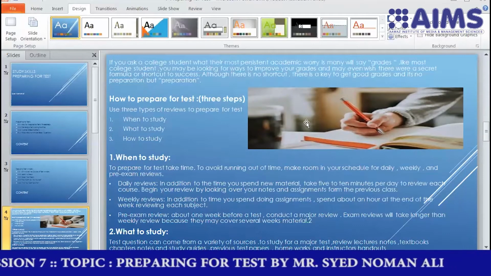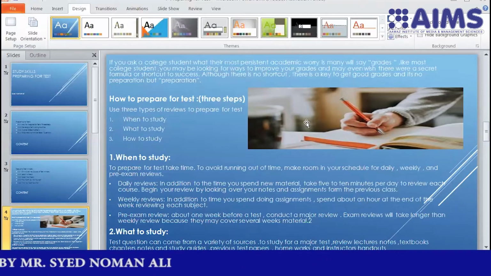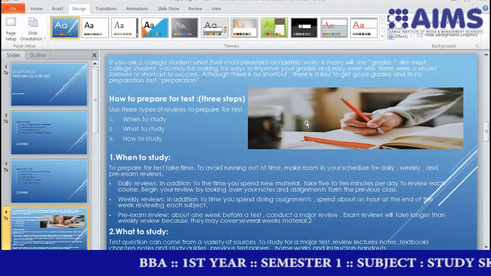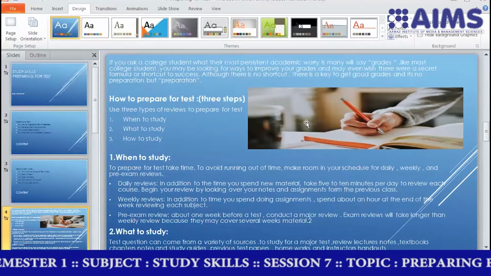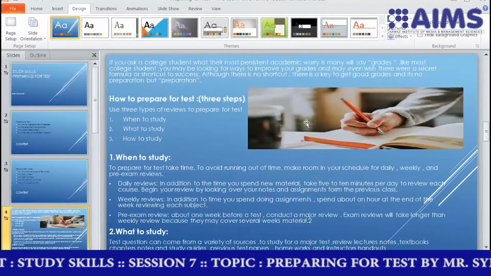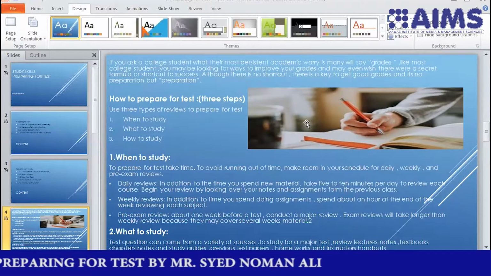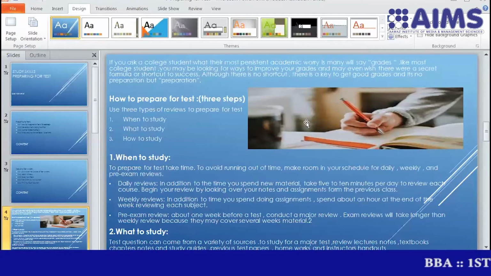So when you want to be prepared, you must prepare yourself in three steps. The first, you have to learn when to study, which time is suitable for you, the daily formula, the weekly one. If you are a professional and you have less time along with your profession or job, and the pre-exam review, you will be divided in that manner.